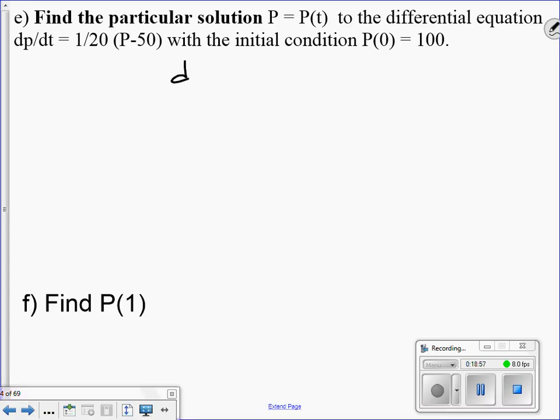So tell me the first step to find the particular solution: separate. All right, go ahead mentally or on your paper, separate the variables.